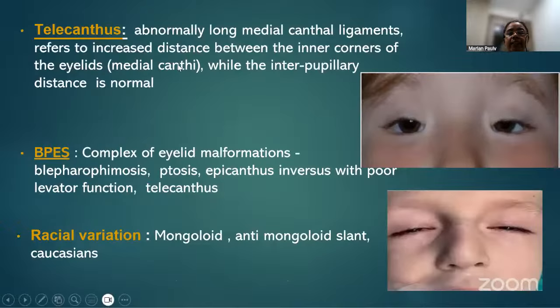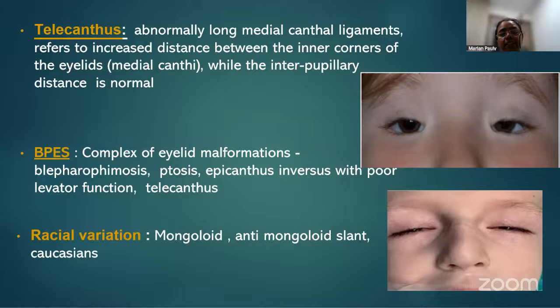Coming to telecanthus, it's abnormally wide canthae, where there is an increase in the size of the medial palpebral ligament, while the interpupillary distance is normal. Blepharophimosis epicanthus syndrome is a complex eyelid malformation where you can get blepharophimosis, then ptosis, then epicanthus inversus with poor levator function, and a telecanthus.